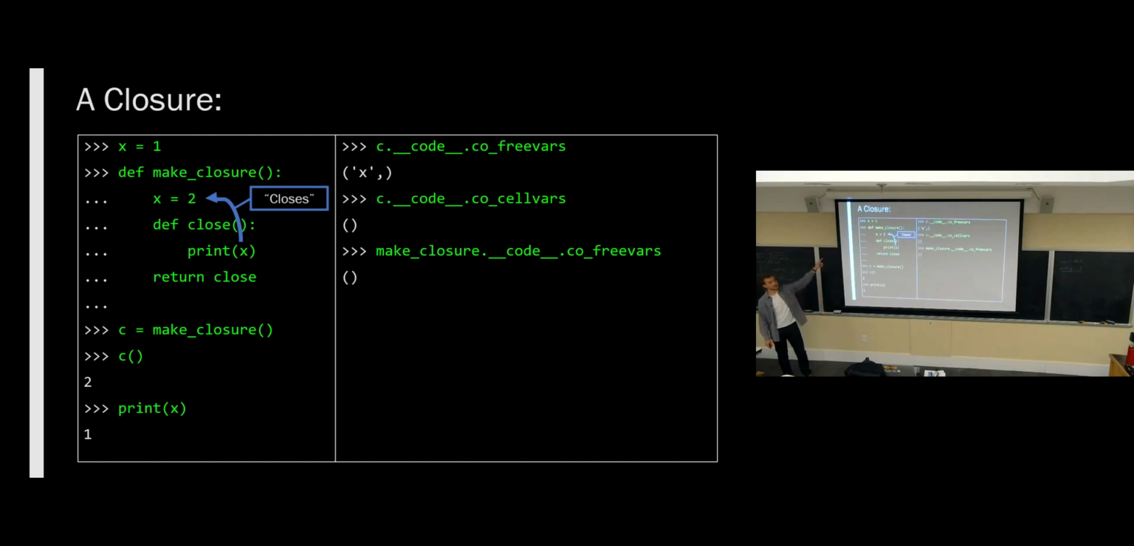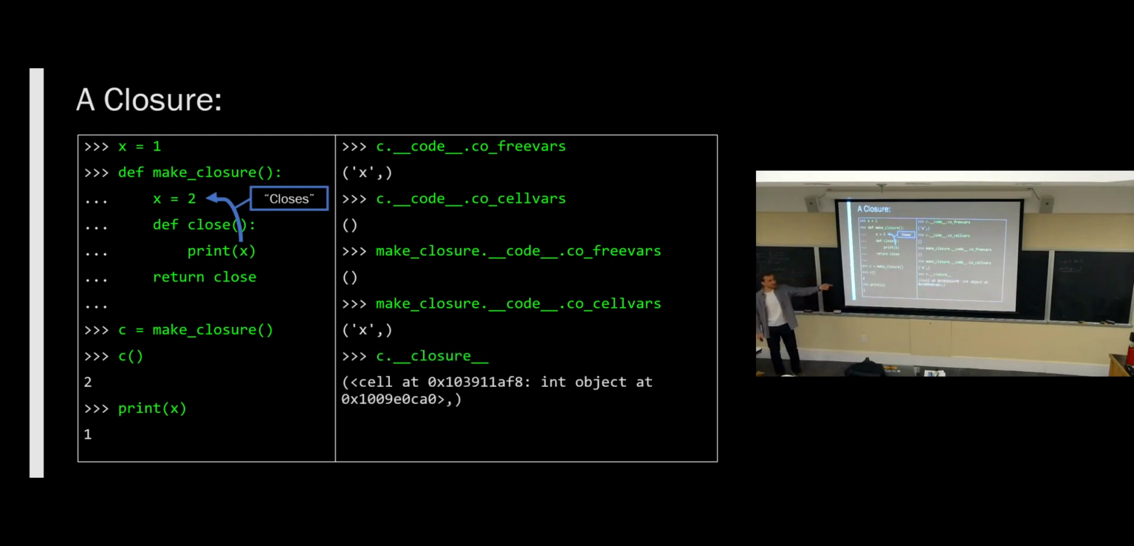It has a global variable, but we already saw global variables are handled differently. X is a global variable to make closure. That's defined somewhere else. Make closure does have a cell var. So the point here is that cell vars and free vars are kind of inverses of each other. To the closing function, it's a free variable. To the closure function, it's a cell variable. And it turns out that Python stores these things in things called cell objects. You can get them by referencing __closure__ on an object.